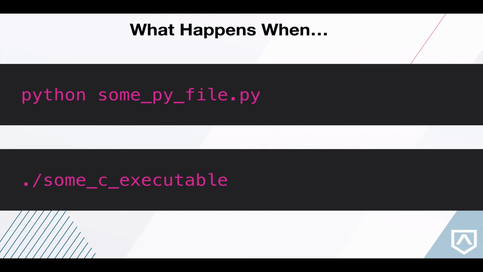In other words, we're basically going to talk about what happens under the hood in your machine when you, for example, execute some Python file in the Python REPL or execute some C executable that you compiled from some C code. So what is actually happening when you give the command to execute the logic in those files.